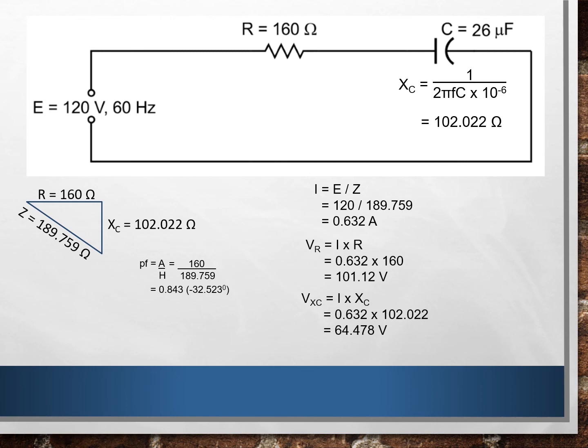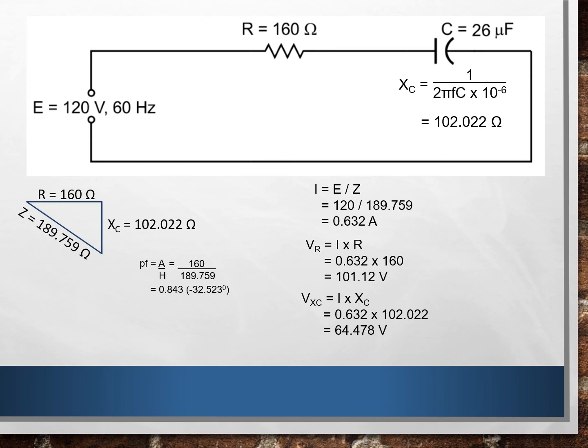Since I have my ampacities, I can use my Ohm's law formula in order to figure out what my voltages are for both my resistor and my capacitor. And I can verify these voltages with my meter on the circuit as well. So I times R gives me a voltage value of 101.12 volts, and that's at 0 degrees since it's resistive. And I also have a voltage of XC of 64.478 volts, and that is at negative 90 degrees since it's capacitive. It's good to know the voltages as well as the phase angles for those voltages.